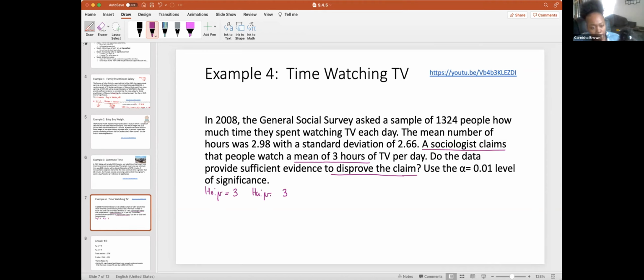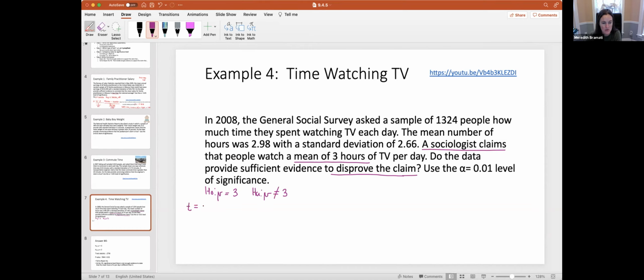Not equal to, because no direction is identified. It doesn't say greater than, it doesn't say less than, it doesn't say above or below. It just wants to know if we can disprove the claim. We're going to run a t-test.